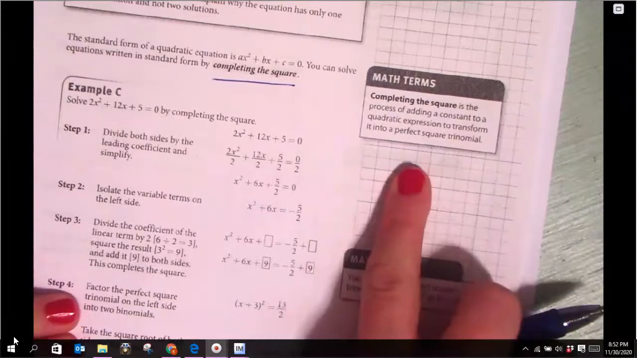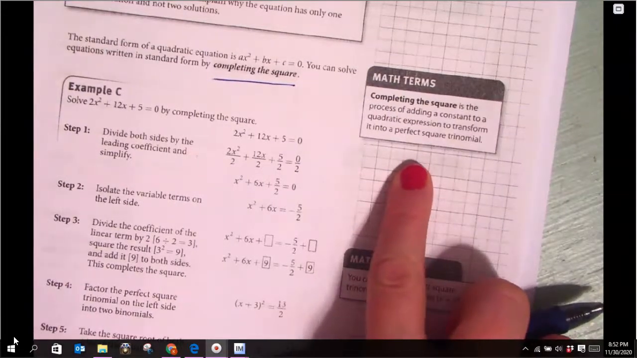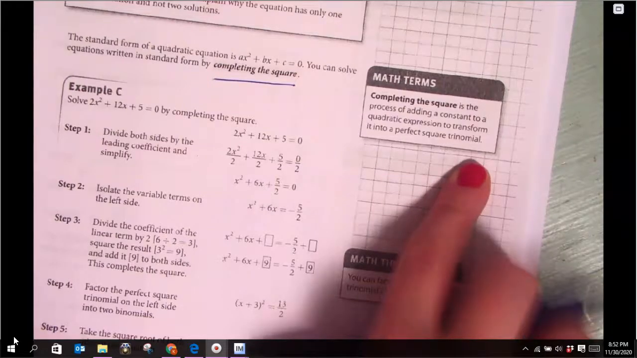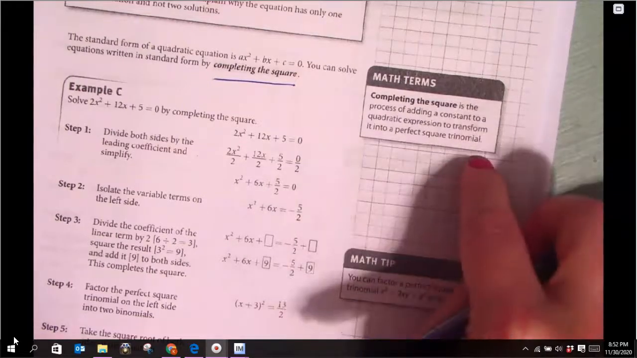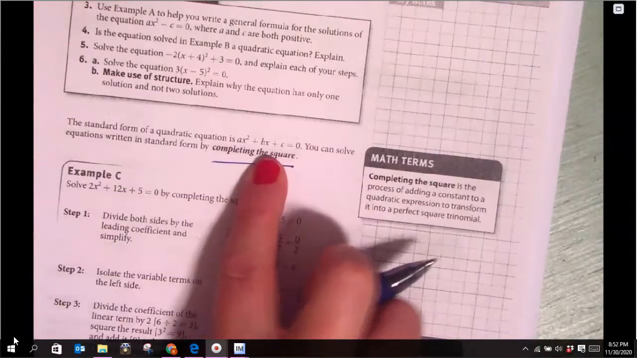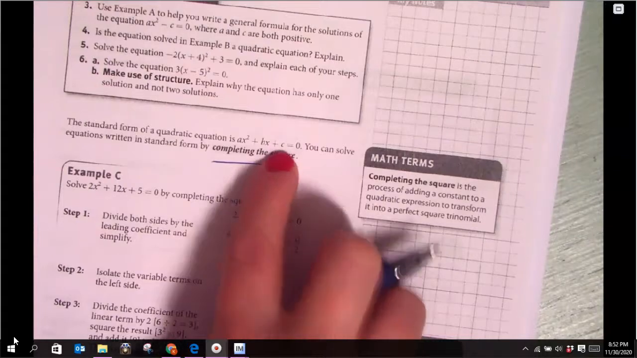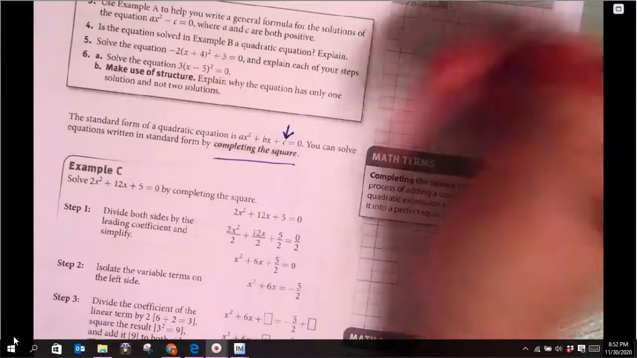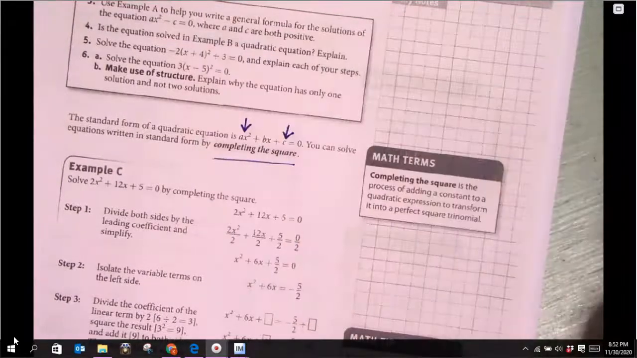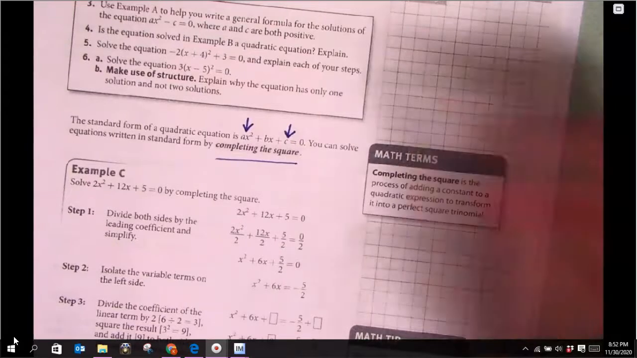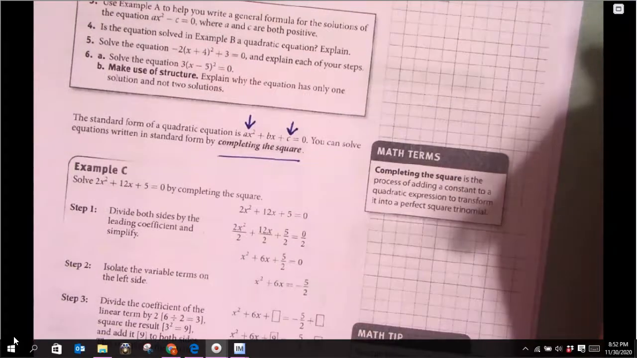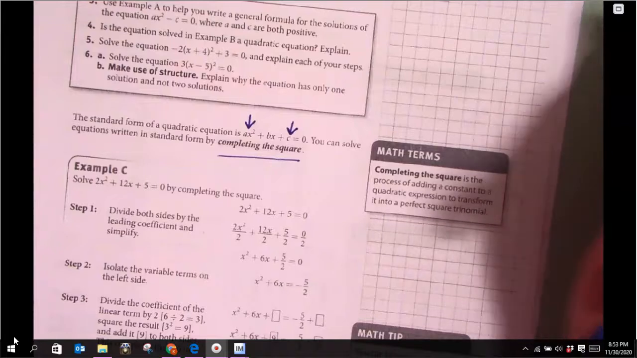Over here in the math terms, it says completing the square is the process of adding a constant to the quadratic expression in order to transform it into a perfect square trinomial. A perfect square trinomial is going to be in the standard form ax squared plus bx plus c, but c is a perfect square and ax squared is a perfect square. So both of those are perfect squares. bx is just used as a result of those two perfect squares.